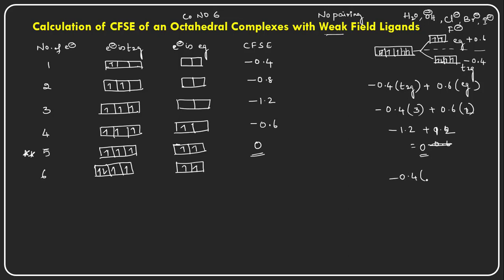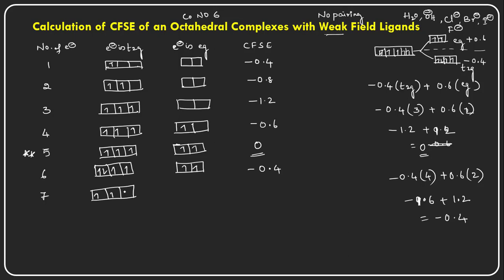Minus 0.4 into how many electrons are there now? 4 electrons are there, and plus 0.6 into 2 electrons. Minus 0.4 into 4 will be minus 1.6, plus this will be plus 1.2. So what will be the difference? The difference will be minus 0.4, and here I am writing the difference. Minus 0.4 is the crystal field stabilization energy for the 6 electrons present in the octahedral complex of weak field ligands.